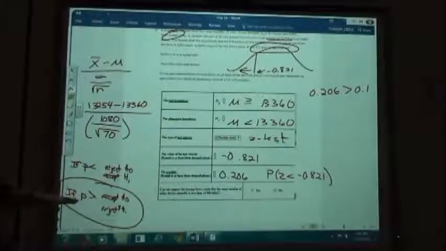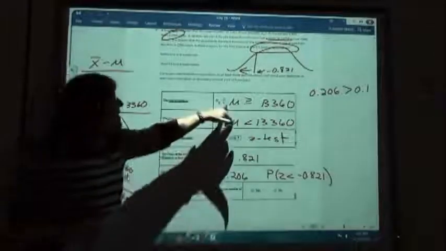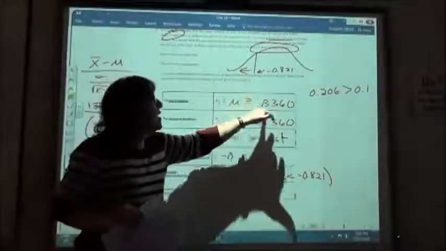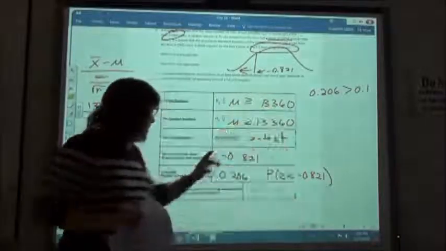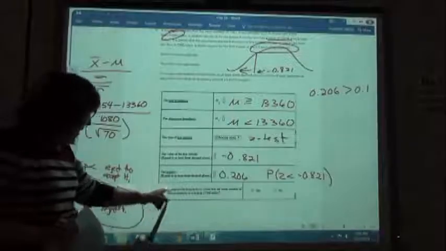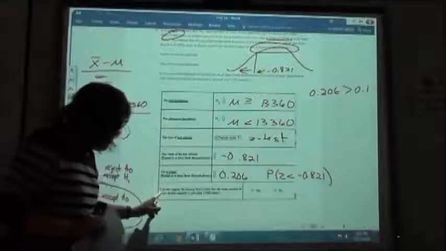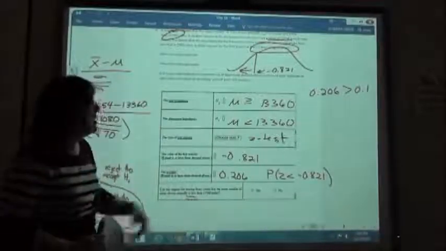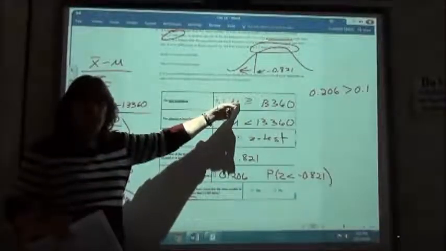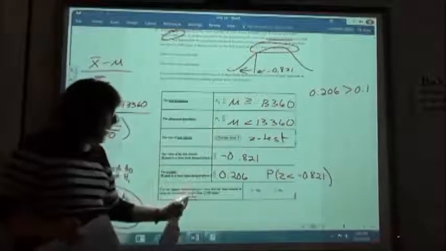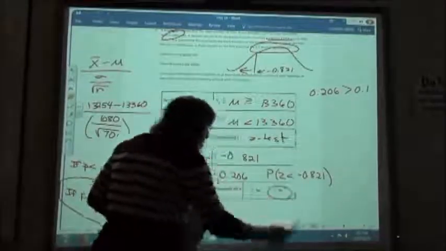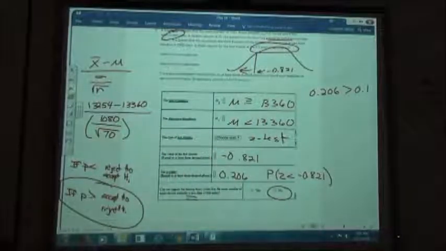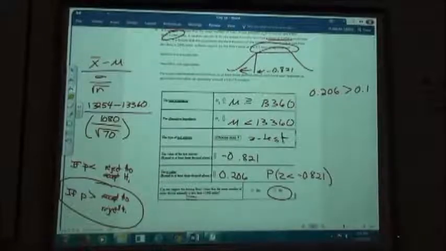Since that's greater, we are going to do this one down here. We're going to accept the null. That means that the mean is greater than or equal to this number. The question says, can we support the claim that the miles driven annually is less? No, we're saying that it's greater than, right? Mm-hmm. So, can we accept that claim? No. We can't say it's less because it ended up being greater than.